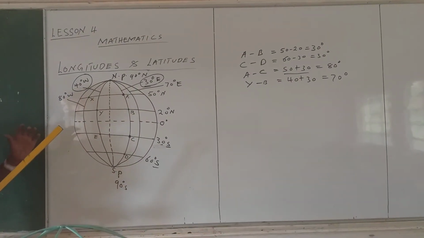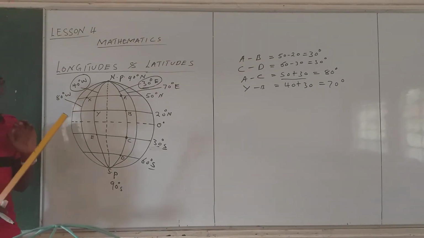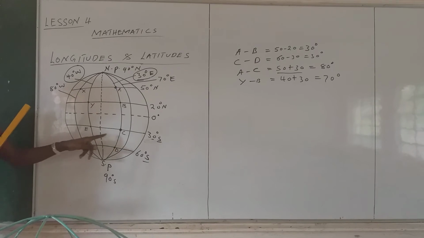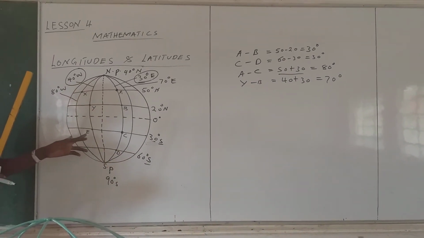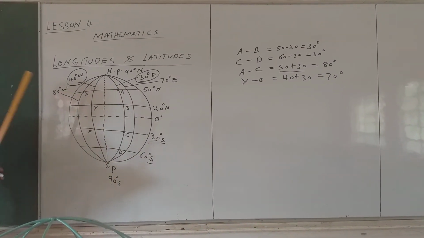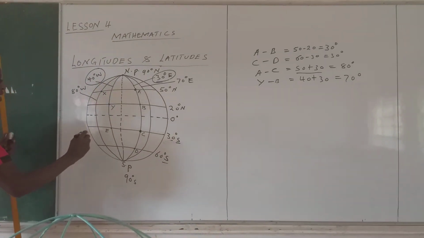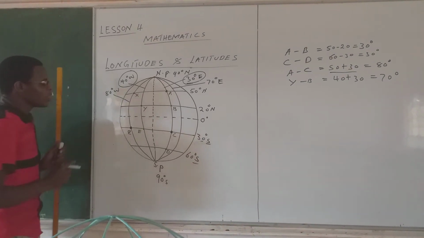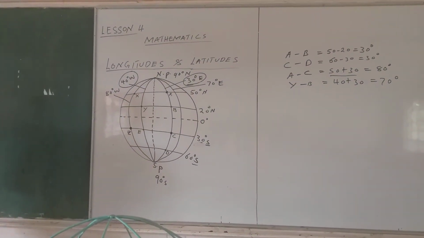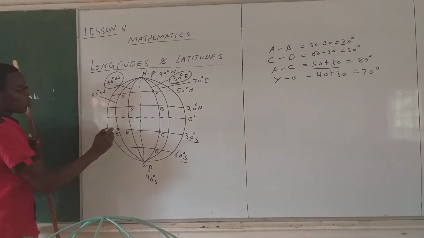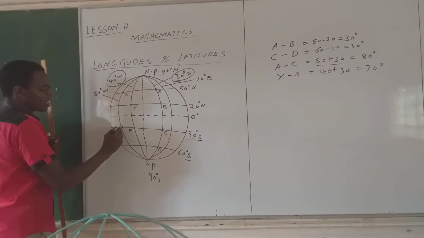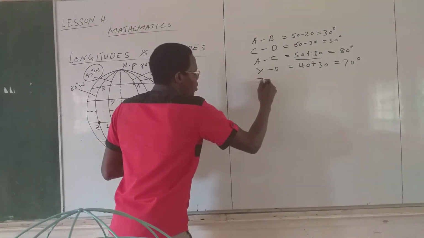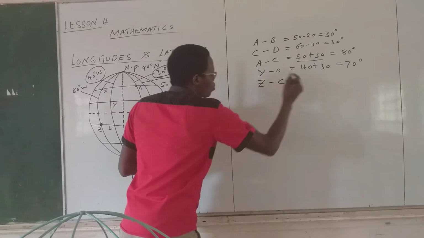So what you have to do, the moment you are told to find maybe the degree difference between point A and point P, maybe between point E and point C, for example here, if we consider point P and point C, we are going to do the same thing. Let us assume we have another point here, which is point Z. Now, I want us to consider Z and C.